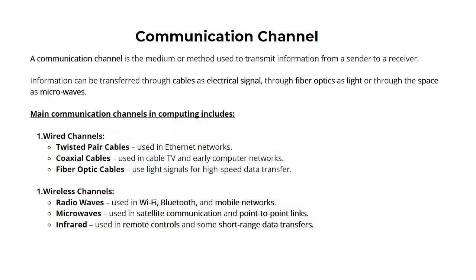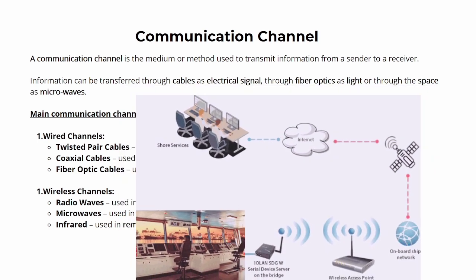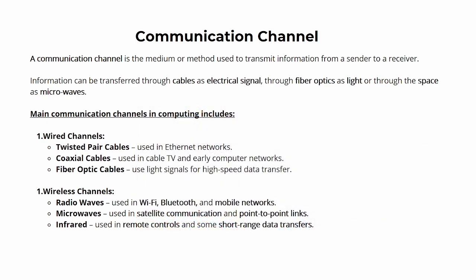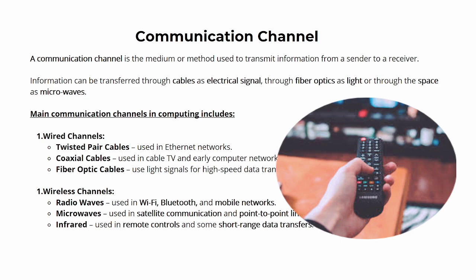The second one is the wireless channel. In a wireless channel, we have radio waves used in Wi-Fi, Bluetooth, and mobile networks. We also have microwaves used in satellite communication and point-to-point links. The last, we have infrared. Infrared is used in remote controls and some short-range data transfer.